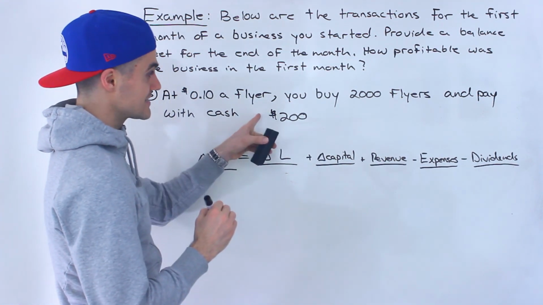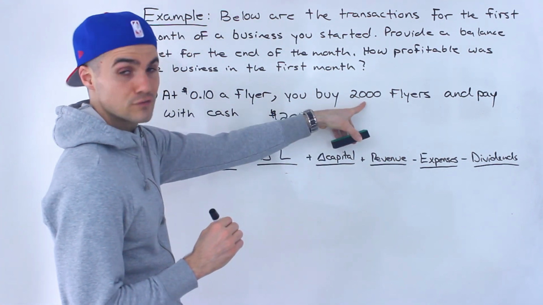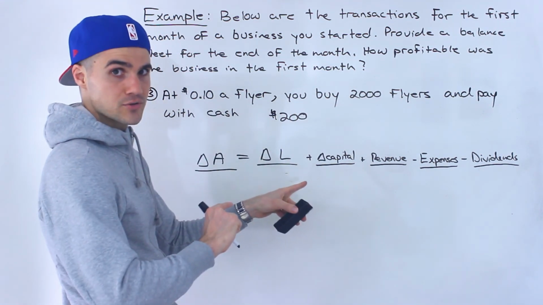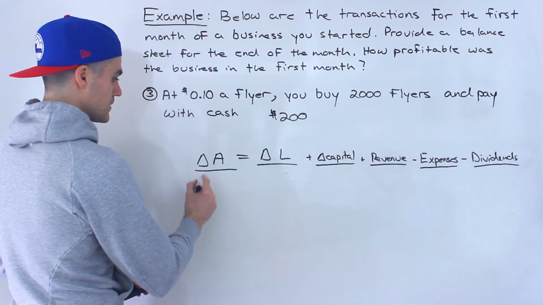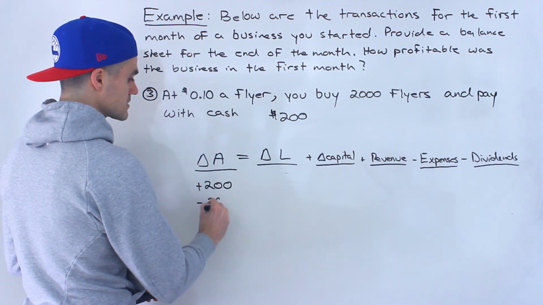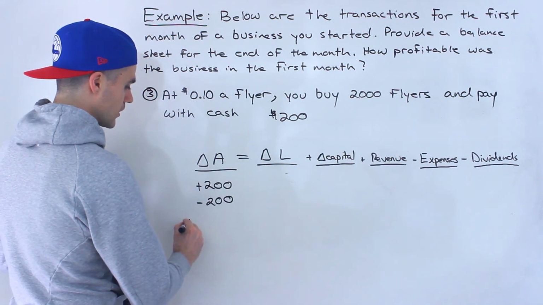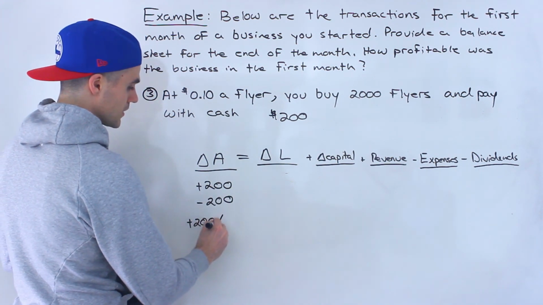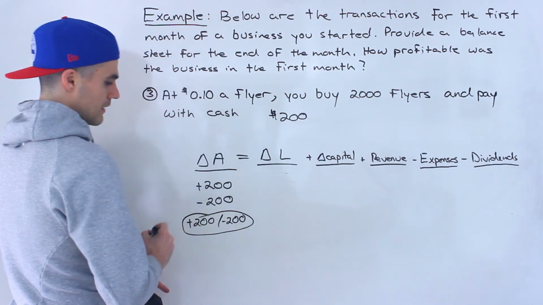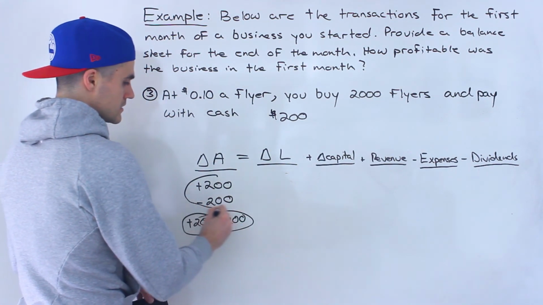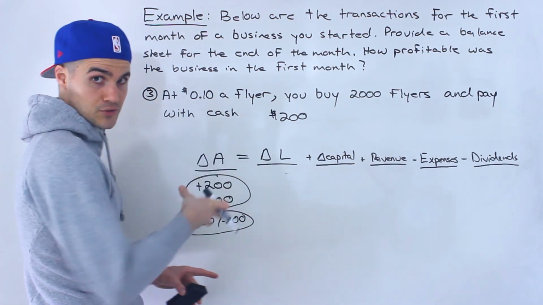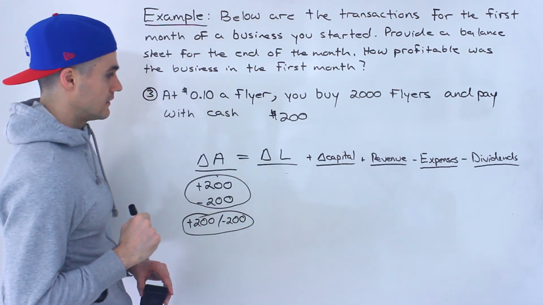So actually, assets go up by 200 because you're getting the flyers, and then assets also go down by 200 because you're spending cash. So it would be plus 200 and then minus 200. Or if you want to put it in one line, you could put plus 200 minus 200. Like that, right? And so notice it balances out because everything's netting out to zero on that left side.